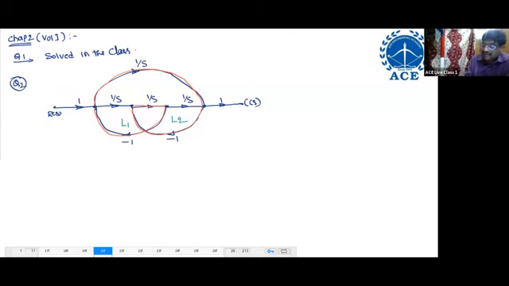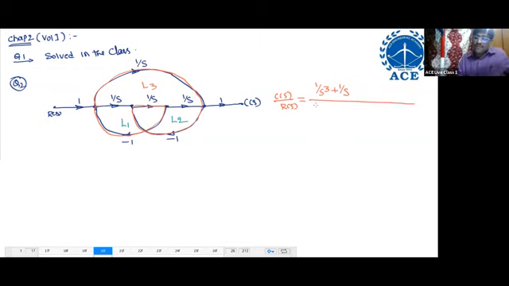So find the transfer function. C of S by R of S equals first forward path 1 by S cube. All the loops touching. Second forward path 1 by S. All are touching. L1 touching, L2 touching, along the path L3 also touching. Divided by loop gains you write.